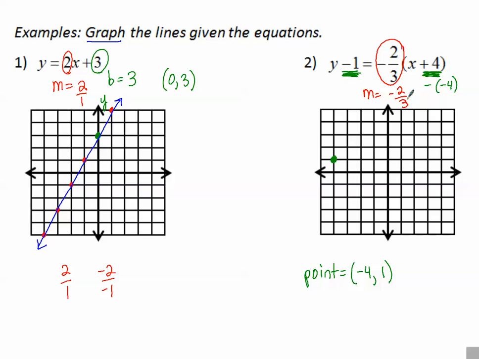Now I can use my slope to help me find the next points. Down 2, 1, 2, 3 over. And I like to do that as much as I can to fill up the graph. Then I can draw my nice straight line that goes through those points, including arrows.